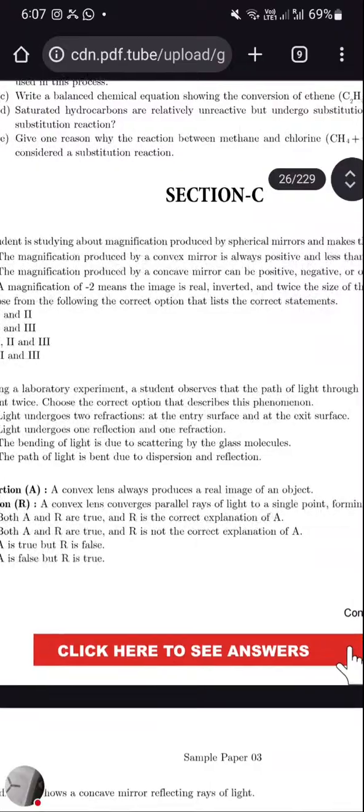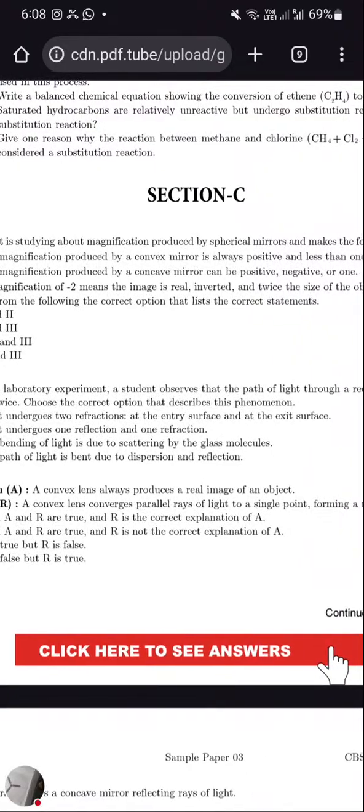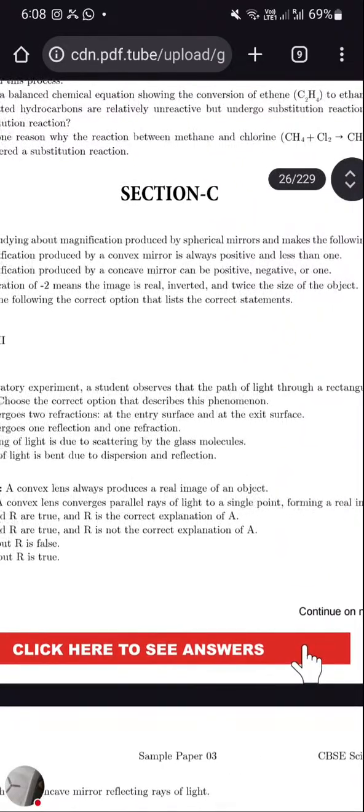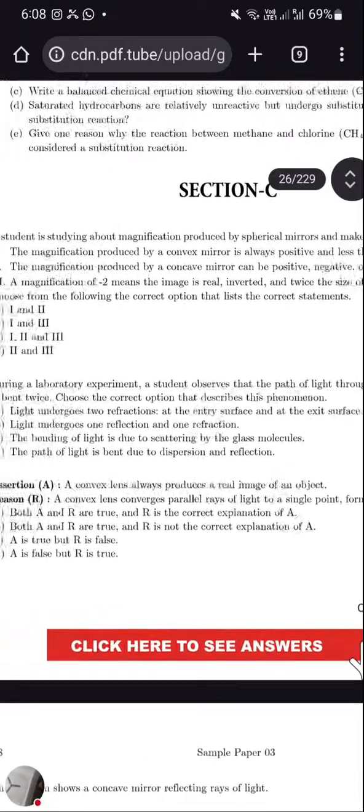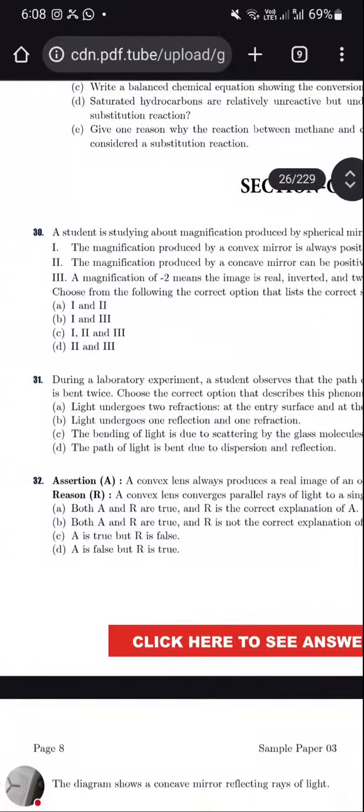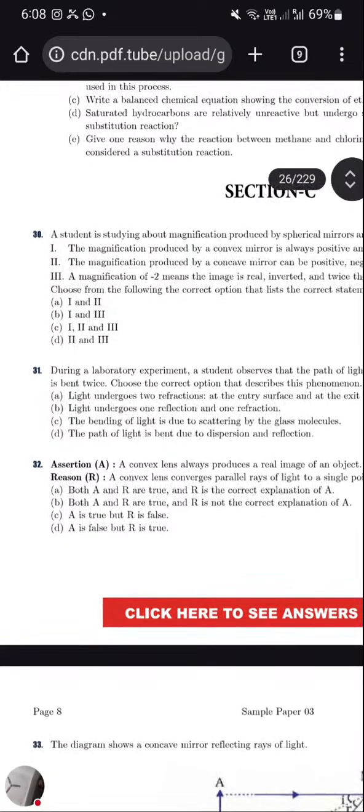Magnification of -2: when a negative sign is there, it means the image is real. As the negative sign is there, the image is real, inverted and twice the size of the object. So which option is correct? Will you say the answer now? Write the answer for the 30th question. Again you will be writing the question number and option. I'll read the question for you.